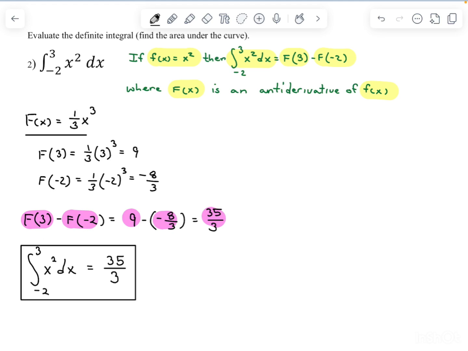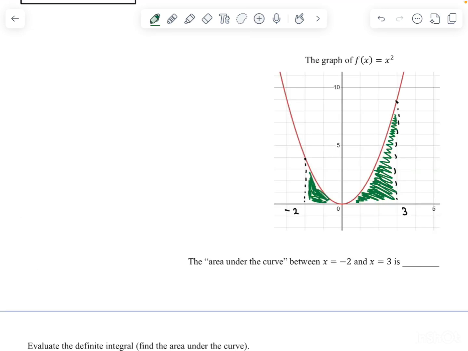So now that we have a value for the definite integral, what does this value represent? To the right is the graph of f of x is equal to x squared. Between x is equal to -2 and x is equal to 3, I shaded in the area under the curve. The area is above the x-axis, so this area will be represented by a positive number.